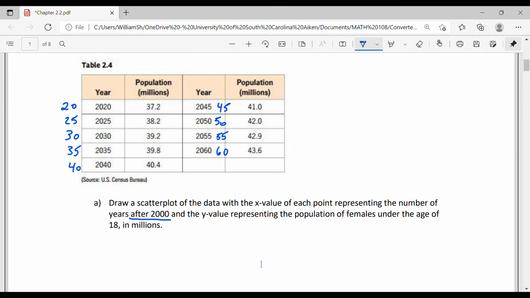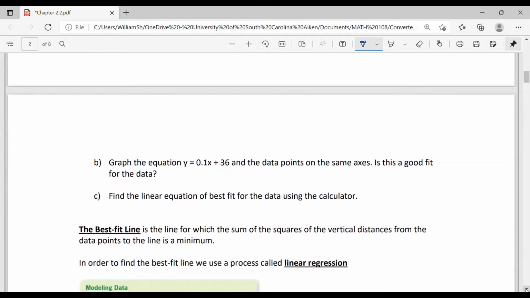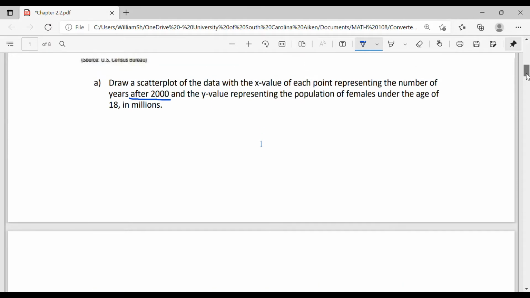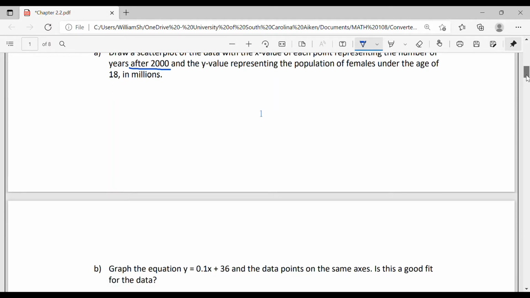Now we're going to go into our calculator and input this entire list. Let me check real quick to make sure we don't have a B here. We got a B and a C. In B, it says graph the equation y equals 0.1x plus 36 and the data points on the same axis. Is this a good fit for the data? We'll also answer that question while we're at the calculator. And C says find the linear equation of best fit for the data using the calculator. So we're going to answer all three of these over there at the calculator. I'm going to show you how to do it right here in front of your face.